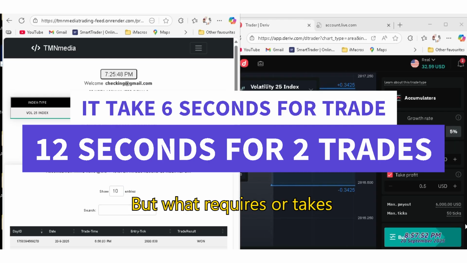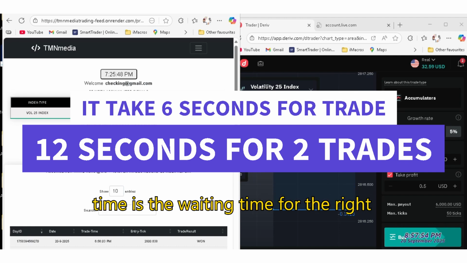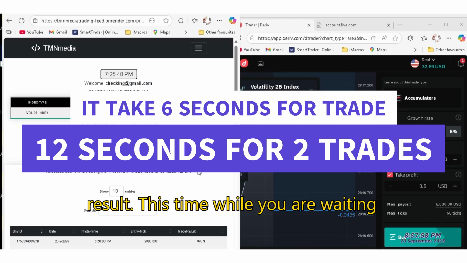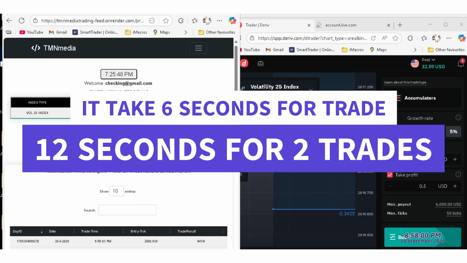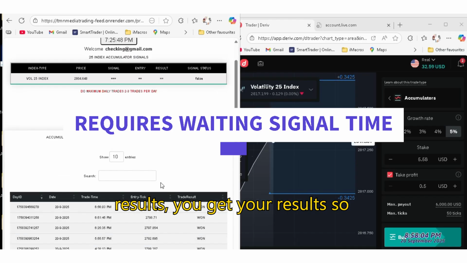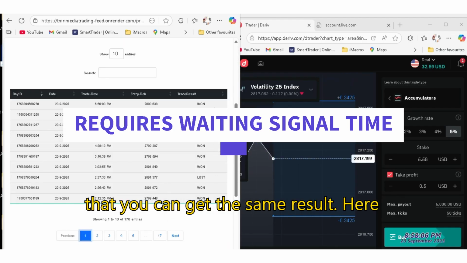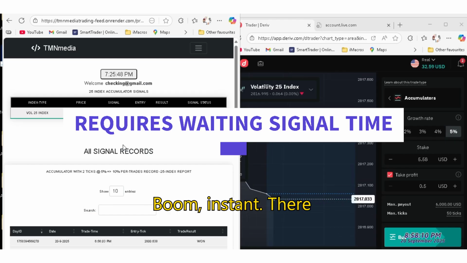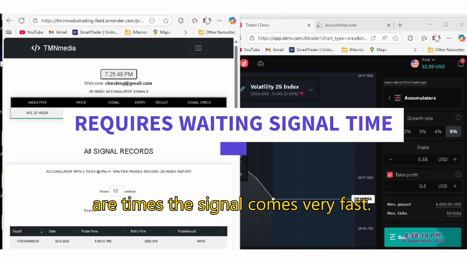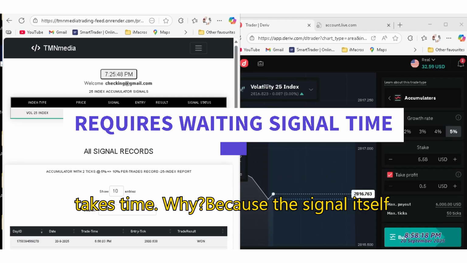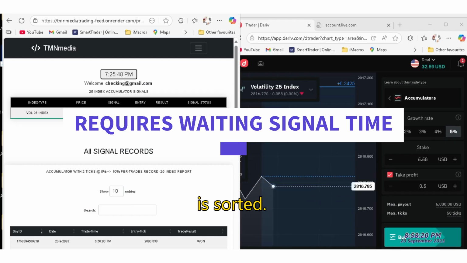But what requires or takes time is the waiting time for the right moment so that you can get the right result. While you are waiting for the signal to show, for entry to show, you get your result. So that you can get the same result here, your entry has to be on point. Boom. Instant. There are times the signal comes very fast. There are times the signal delays and takes time. Why? Because the signal itself is sorted.